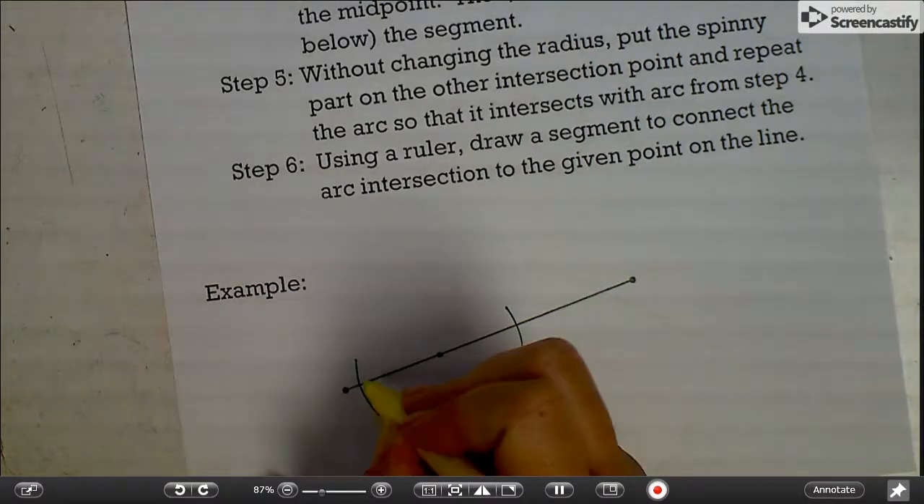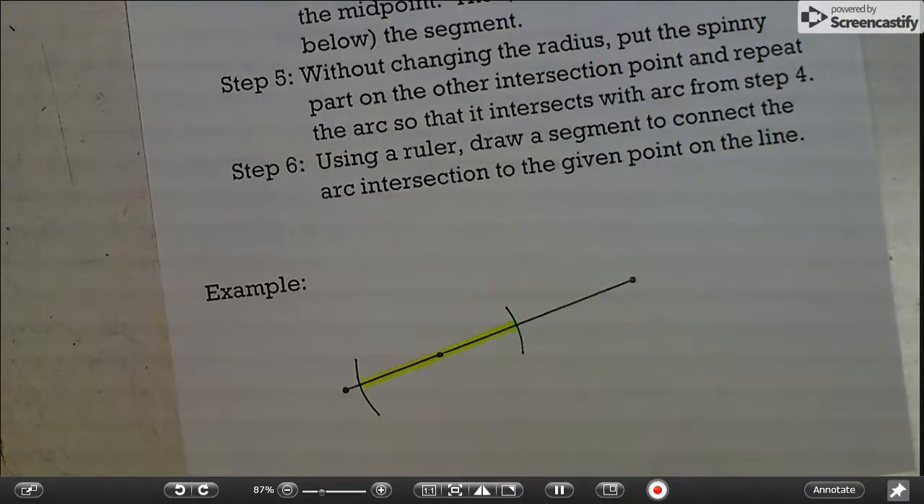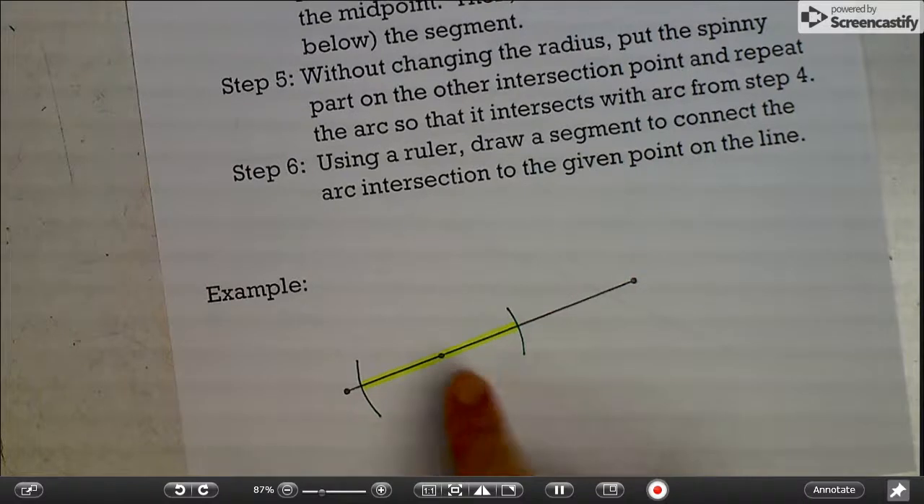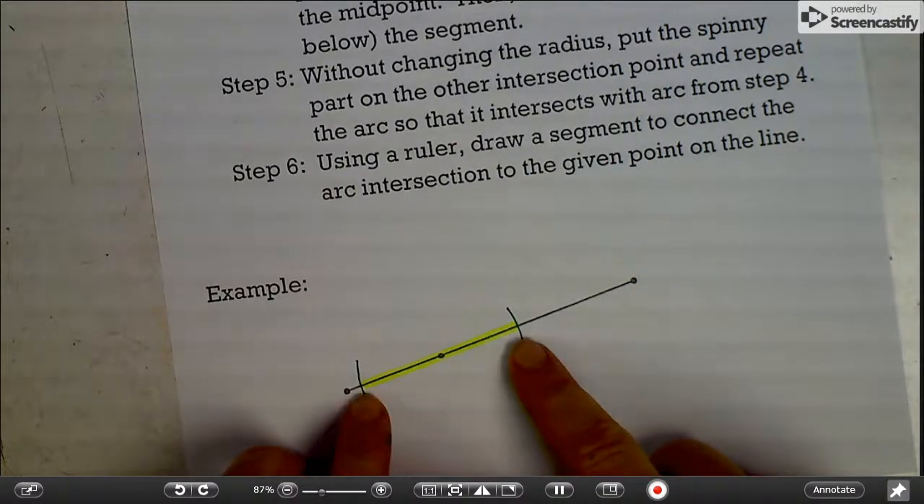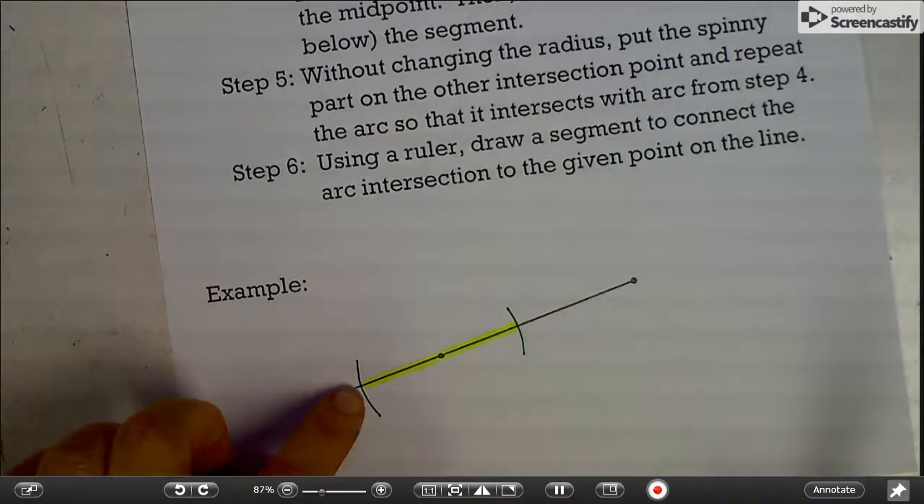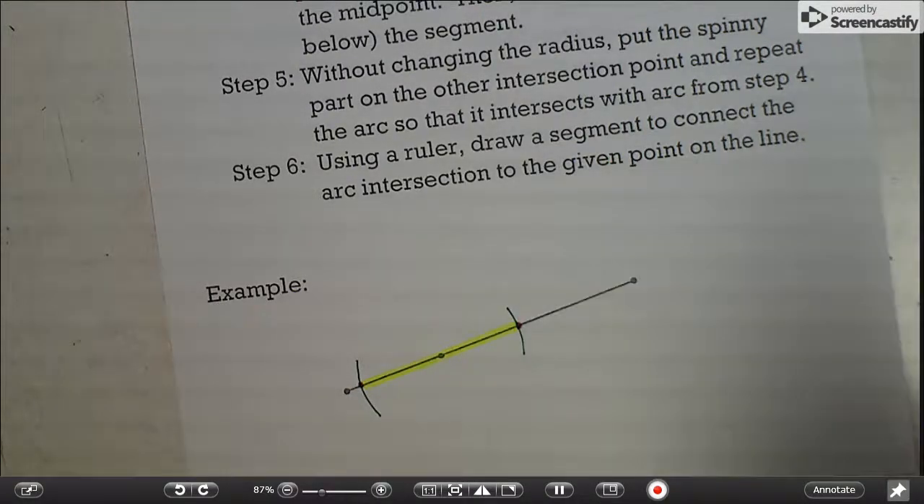Just for teaching purposes, I like to highlight the segment that we're going to focus on now. We don't need to worry about the rest of the line because we want the perpendicular line to go through that point. This point is really the midpoint of that yellow segment. So now we're going to just do part of the construction for a perpendicular bisector. We created 2 points here by the arcs intersecting the segment.